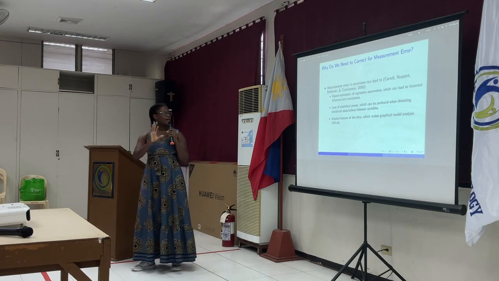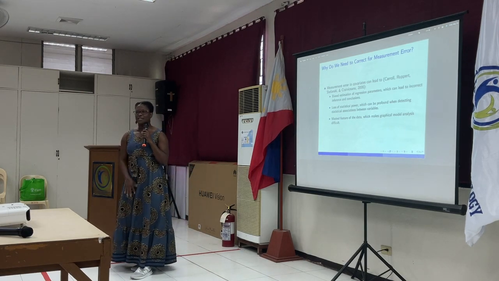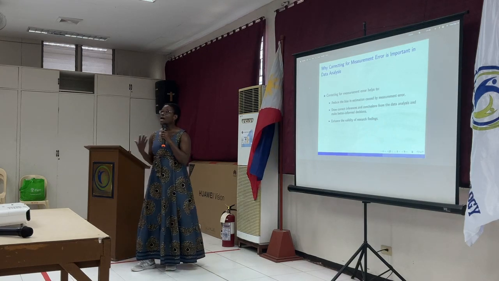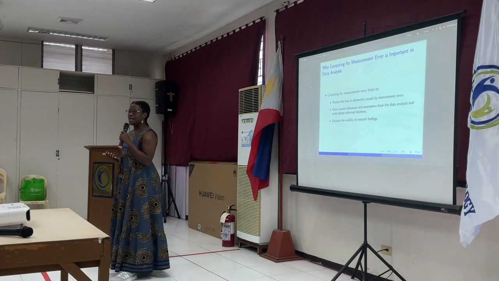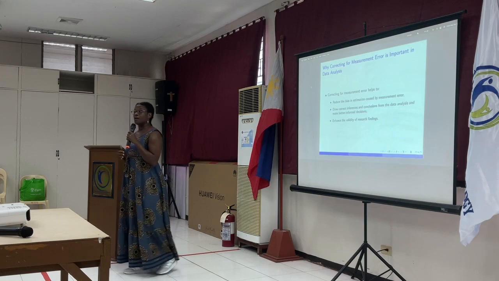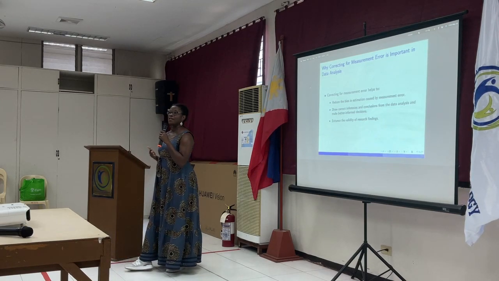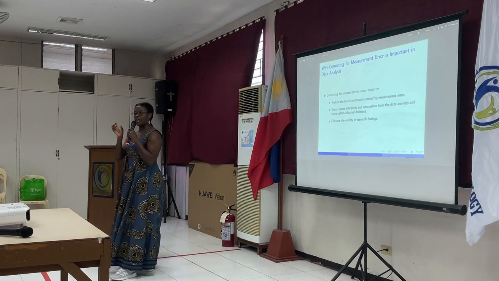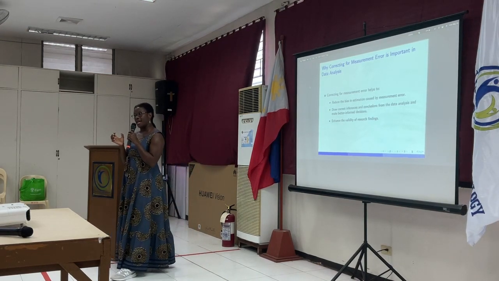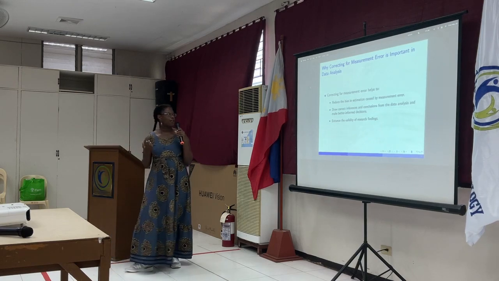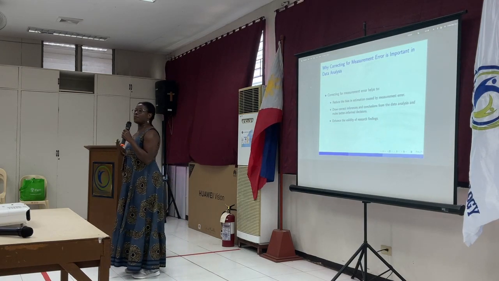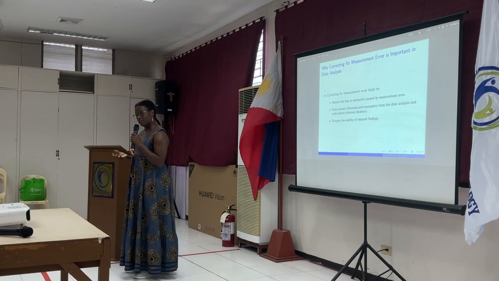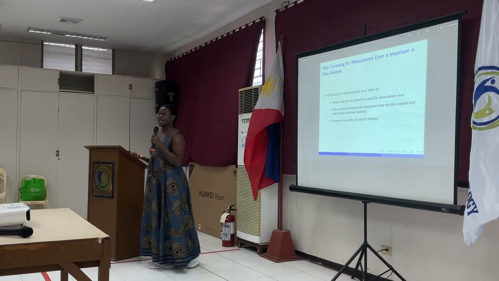Okay, so I think I've already talked about this, so we can skip this. So why is it important to correct for measurement error? It's important because it improves our assessments. The bias that's introduced, we can find ways of reducing that statistically, and it also allows us to make more accurate interpretations and inferences from the data that we collect.